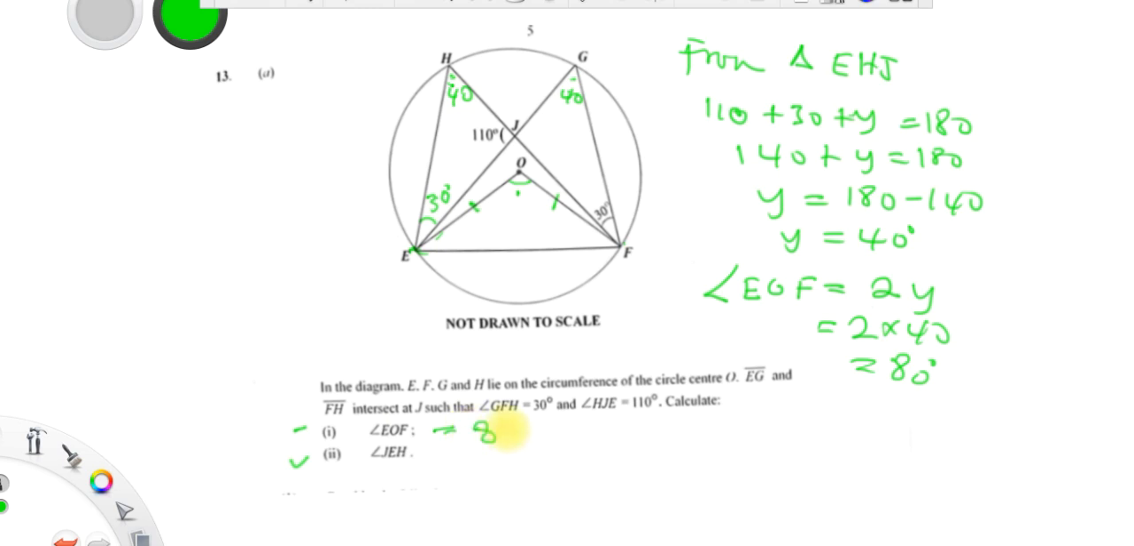So 80 degrees, and then angle JEH, which we found easily over there, is also 30 degrees, guys. So you see, get understanding, as the name of the channel implies, because with understanding, when the question comes, you can handle the question however it is set, guys.